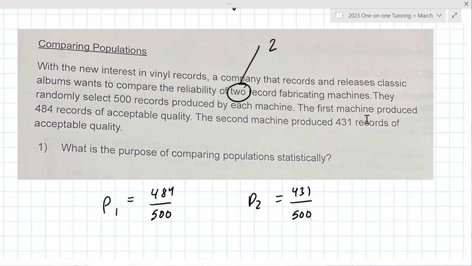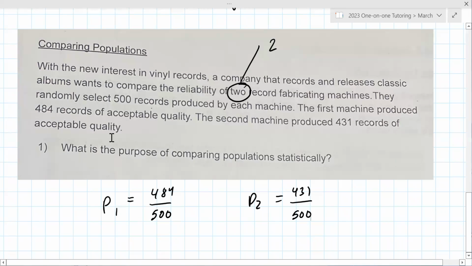Okay, the purpose of comparing populations statistically, we want to know if there is a difference between them. We want to know if one is better than the other, or the same or different. They're looking for one sentence, basically: we want to know if there is a difference in quality between the 2 machines. Something like that would be sufficient.